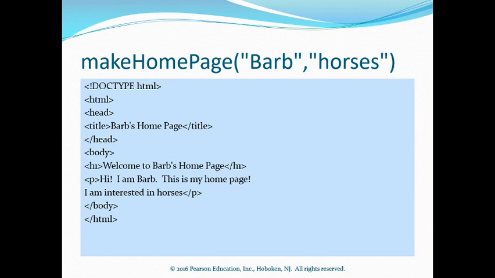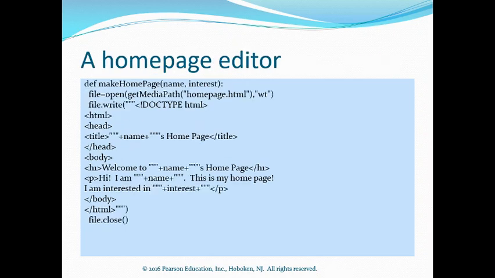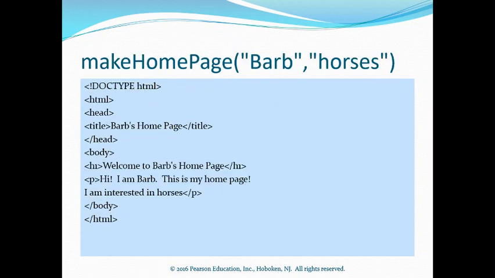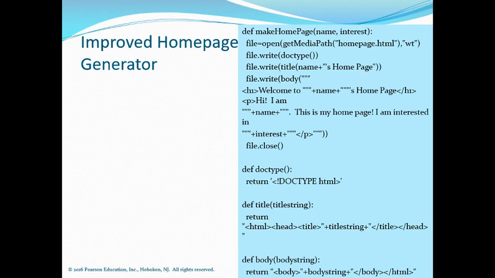So in this example, we call make homepage with the word barb as the name and horses as the interest. And then you can see what we're going to get generated, right? This is the generated output of that function that we just wrote on this page here. And it looks great. We can see the doc type, everything looks fine, everything looks normal. It's specific to barb or whatever variables we passed in. So we can see barb's homepage and so on and so forth there.